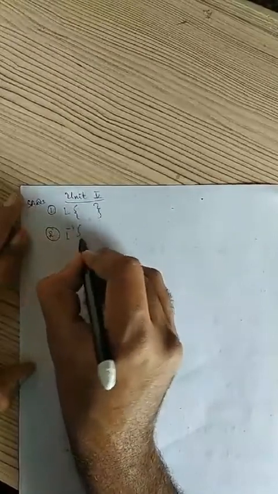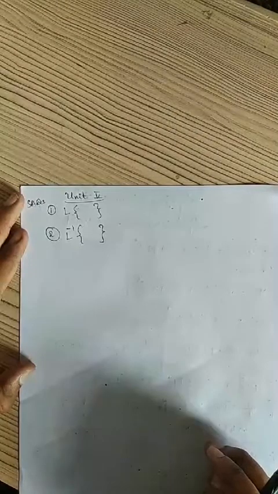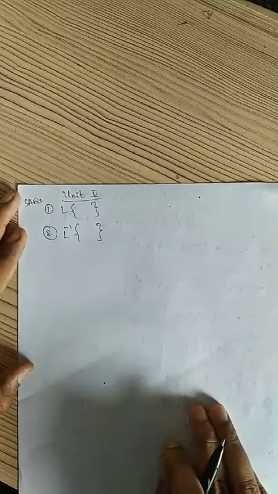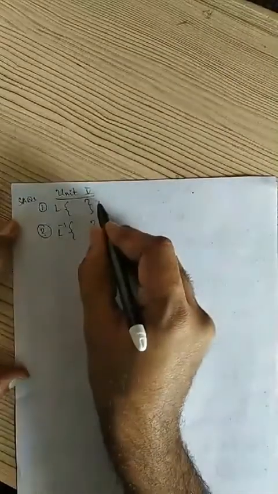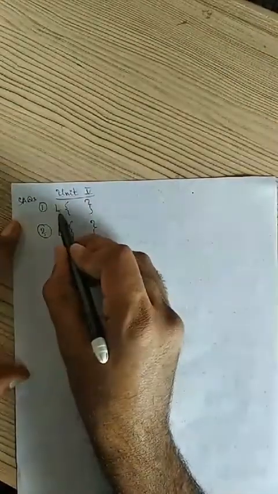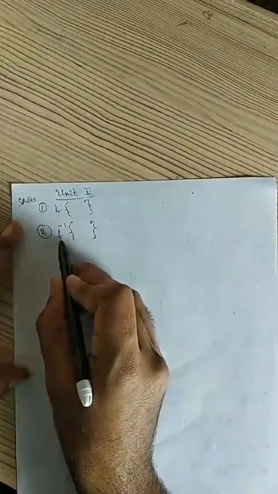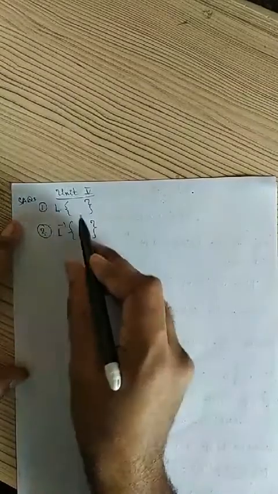Then second SAQ will be Laplace inverse of some function will be given. It may be the application of a shifting property, right, or it may be by using partial fractions we have to evaluate the Laplace inverse transform. That kind of questions will be asked in the second SAQ, right. These 2 SAQs are fixed. One is from Laplace transform, another one is from Laplace inverse transform. These 2 SAQs are fixed.